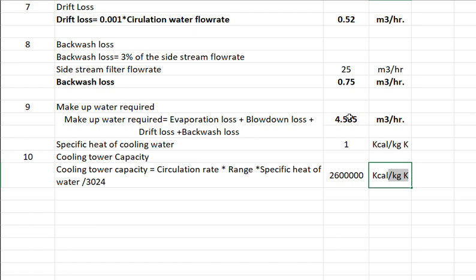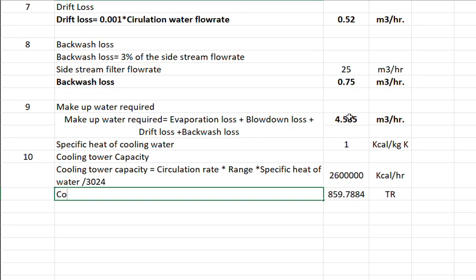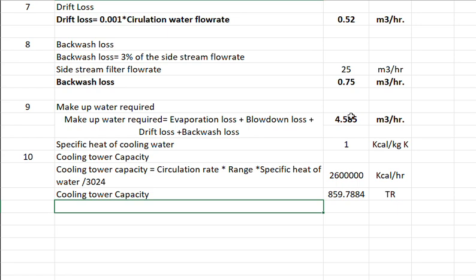So the value we got is in kilocalorie per hour. We have to convert that, and as I stated here, we divide it by 3024, so we get the value in TR. That much cooling tower capacity is required.